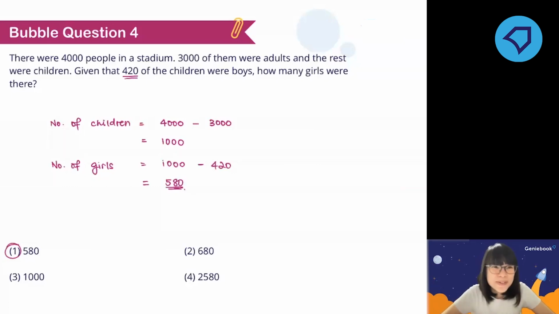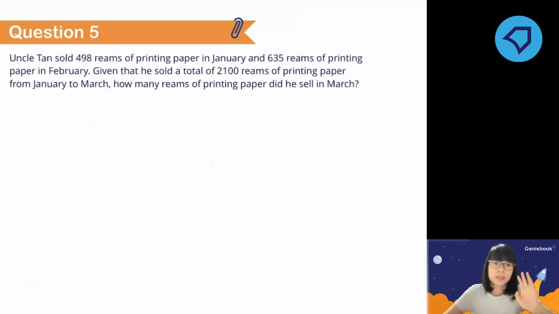Okay, are you ready for bubble question number 5? No, sorry, not bubble question number 5. Yeah, question 5 first, then bubble question number 5. My mistake. Let me go through question number 5 with you first, okay? Before I give you your bubble question. We still have more than enough time. Don't worry, we will get there.